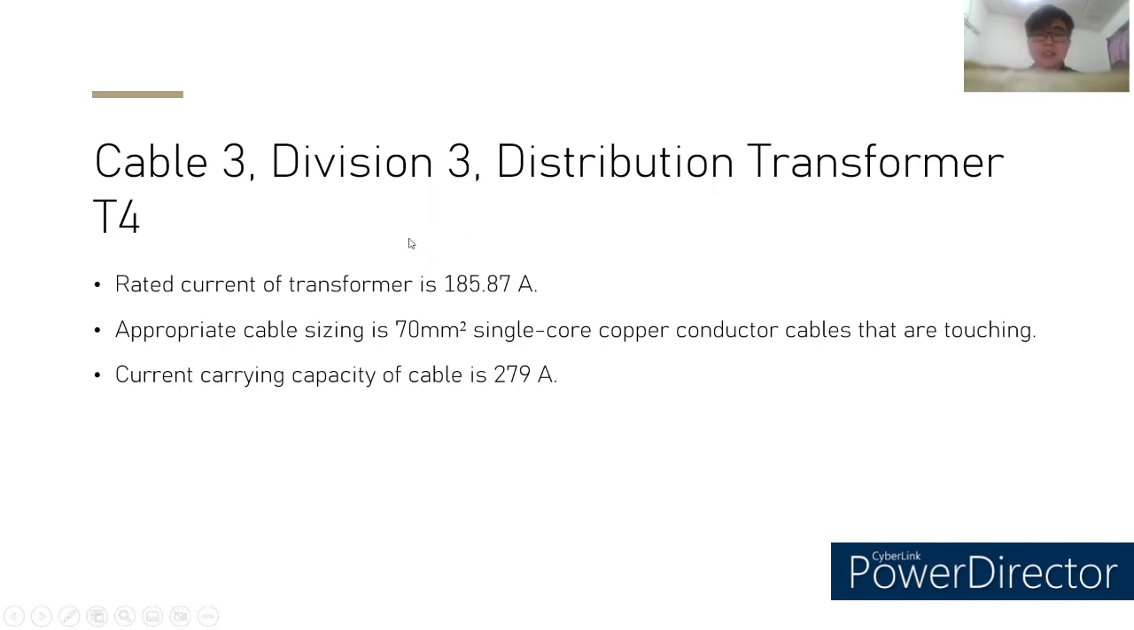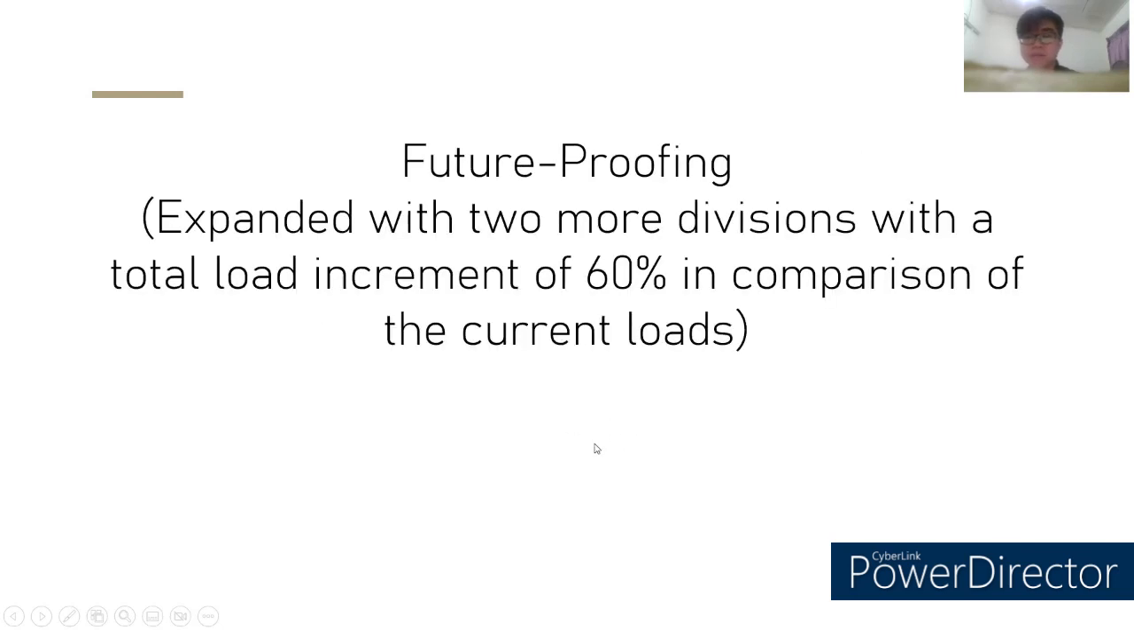Next, cable 3 in division 3 that serves distribution transformer T4. The rated current of the transformer is 185.87 amp. We have found that the cable sizing for this cable is 70 square millimeter single core copper conductor cables. They are touching. This is because the current carrying capacity of the cable is 279 ampere.